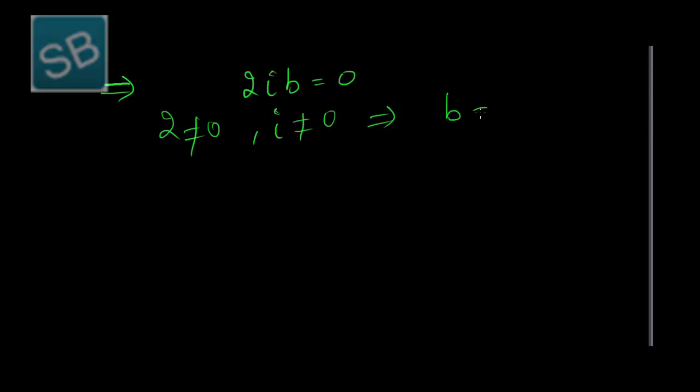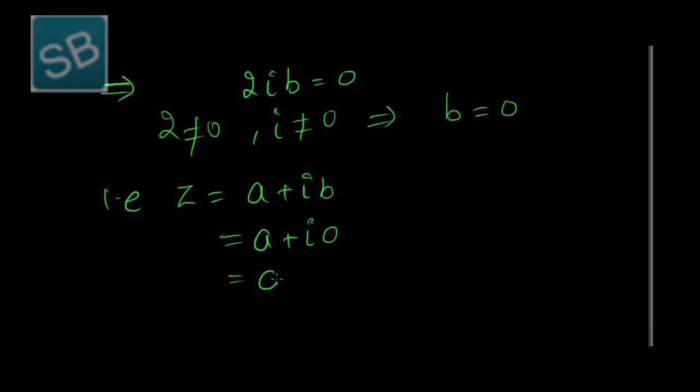So that gives 2 iota b is equal to 0. As 2 is not equal to 0 and iota is not equal to 0, that implies b is equal to 0. That means z is equal to a plus iota b becomes a plus iota 0, that is equal to a. That is the real number a.